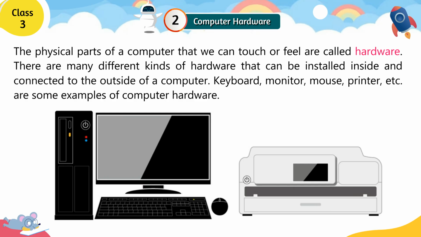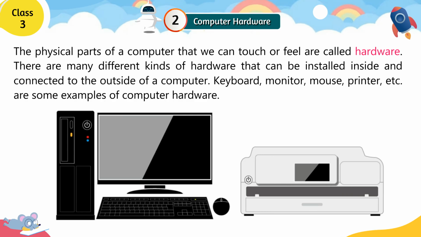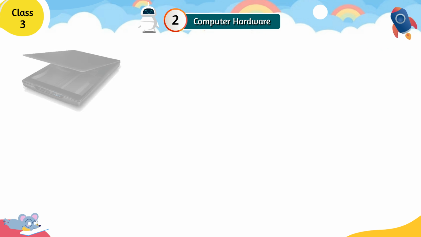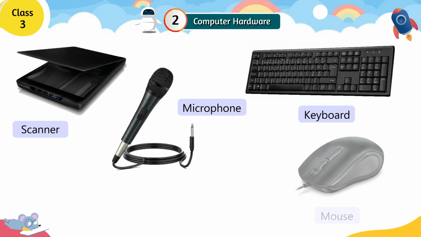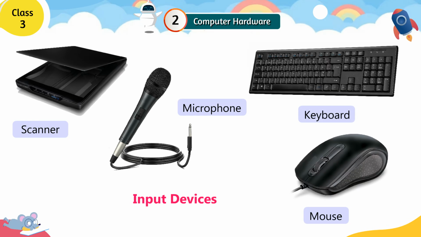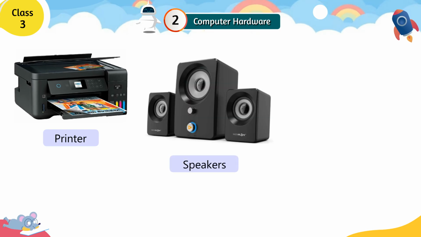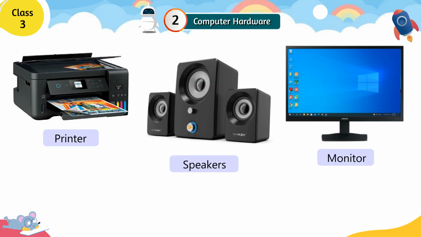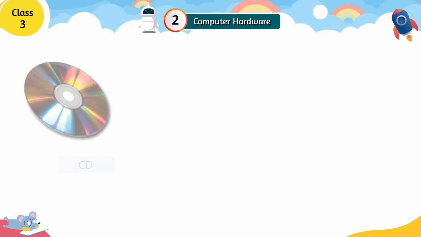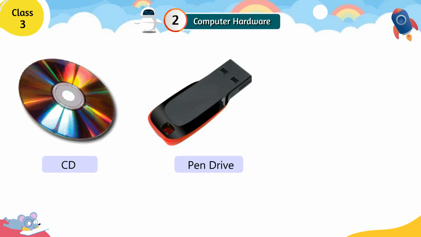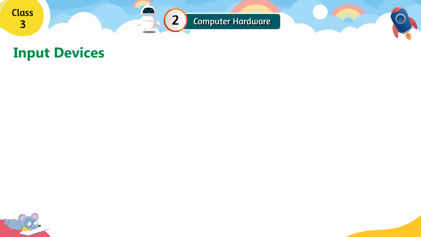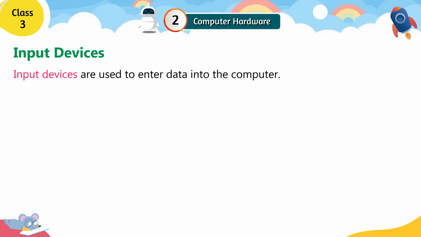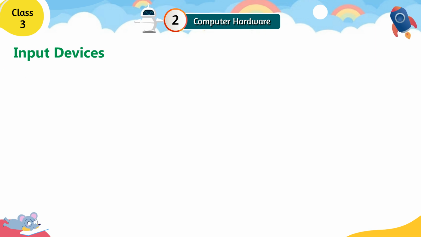Keyboard, monitor, mouse, printer, etc. are some examples of computer hardware. Scanner, microphone, keyboard, mouse: input devices. Printer, speakers, monitor: output devices. CD, pen drive, hard disk: storage devices. Input devices are used to enter data into the computer. Let us read about some input devices.